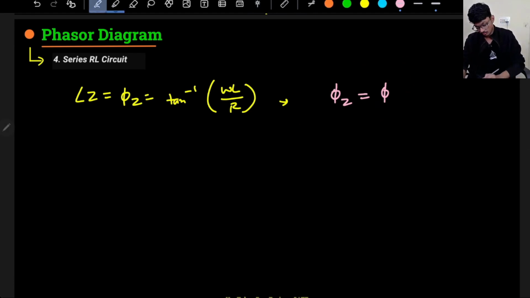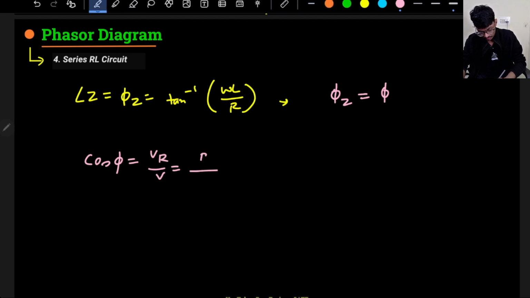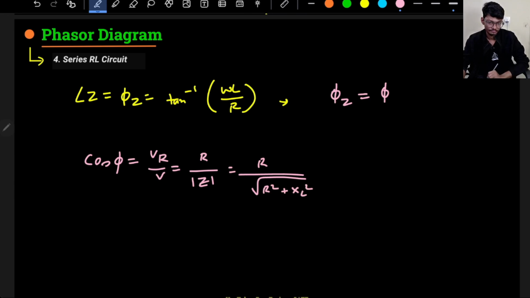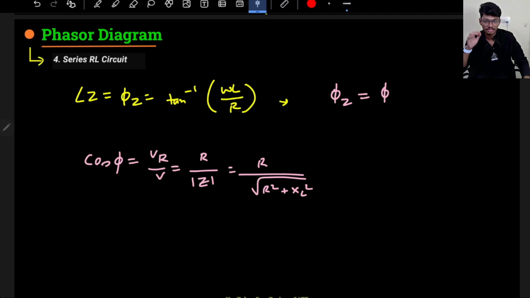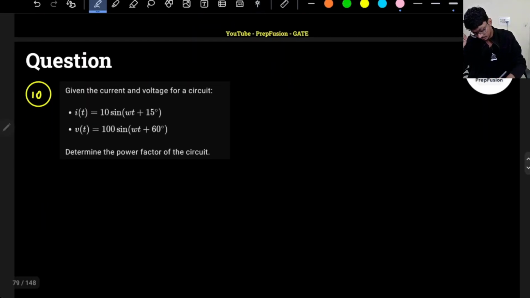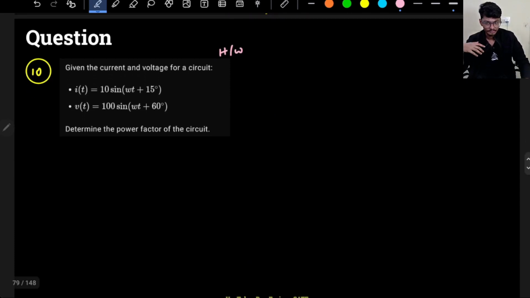What about the cos phi? If I want to write the cos phi in terms of the circuit elements, cos phi is VR by V, which I have derived. It is simply I into R divided by I into Z, so R by Z. Z can be written as the magnitude of Z, which is square root of R square plus XL square. So you can also find the power factor from this formula. No need to remember all the formulas, just understand how I am deriving this. This is homework for you: whatever you have learned about power factor, try to solve this, and I will solve it in the assignment solutions lectures.